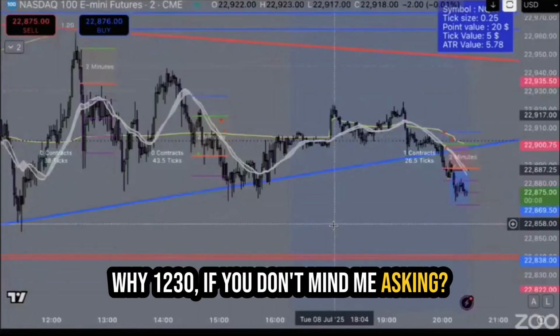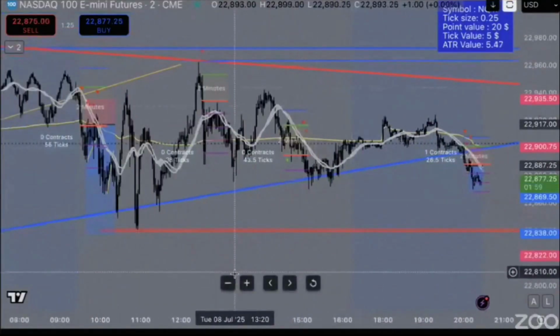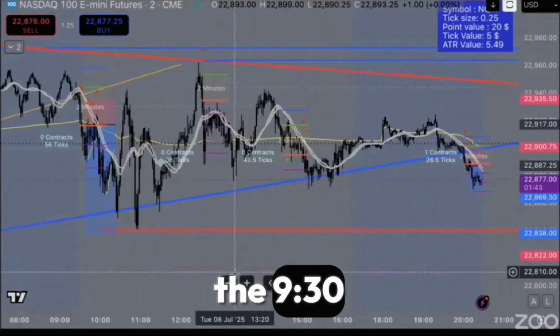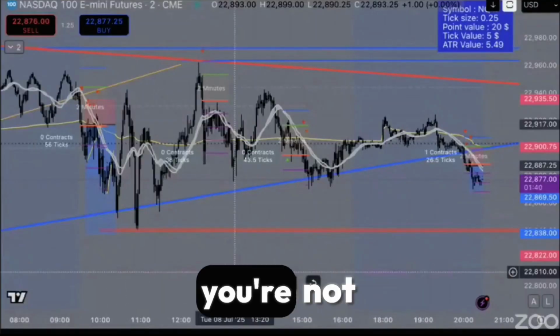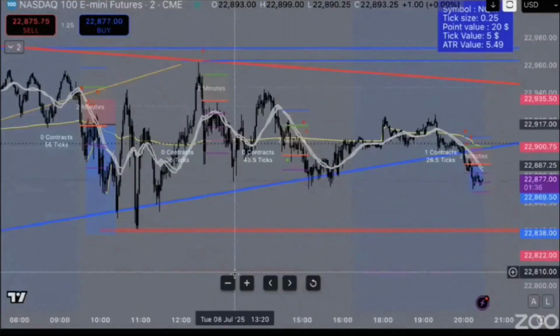Why 12:30, if you don't mind me asking? Because remember, a lot of this is obviously, for London and for New York, people are targeting that momentum, that volume, right? But let's be honest, not every day is that volume or momentum positive for us. So if you go and automatically or manually test the 9:30 breakout, especially on the smaller time frames, you're not going to get grand results, and the ones you're going to get when it's really, really great, typically the time frame is too high for you to digest any kind of a pullback, so it's not a viable strategy. That's how I feel about people trying to trade the 15-minute ORB with the 1 minute.